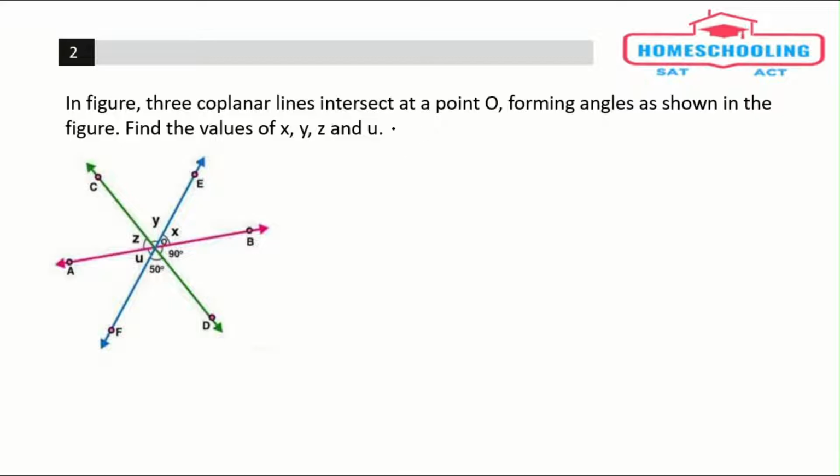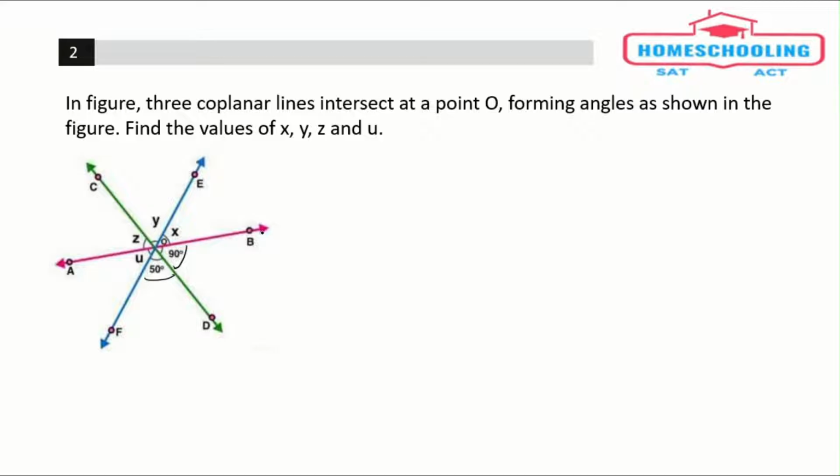In question number 2, three coplanar lines intersect at point O. So these are three lines, AB, CD and EF, and they intersect at point O. We have to find the value of x, y, z and u. So we have to find the value of these four angles. In this, two angles are already provided. This is 90 degree, this is 50 degree.